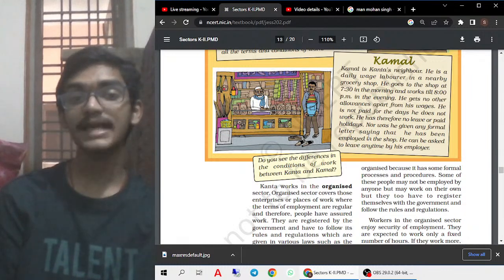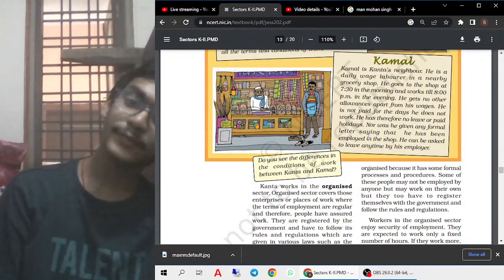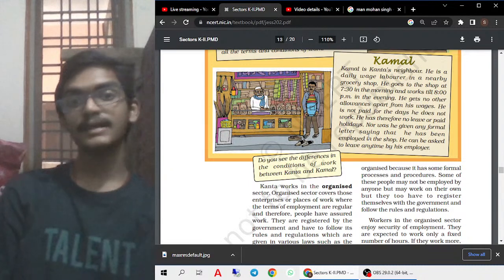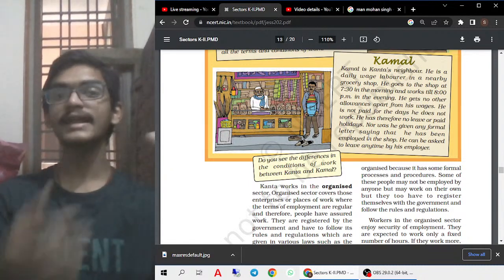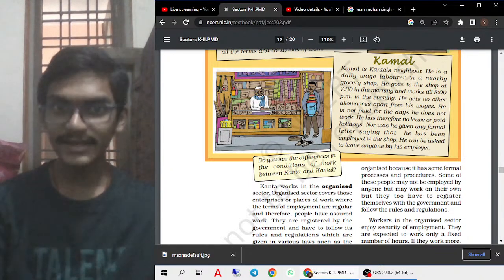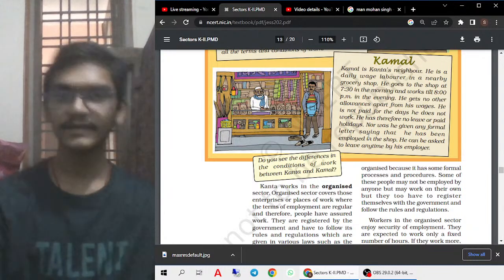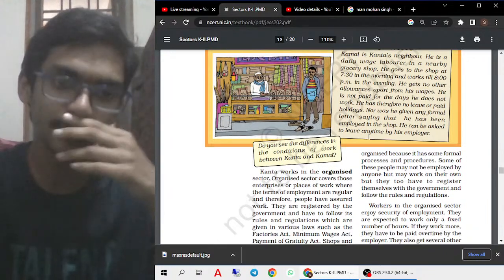An employer is a person who gives job opportunities to the employees. You must remember who is the employer and who are the employees. Employees are the people who work under a firm. The employer is the owner of that firm. A firm is nothing but a company.